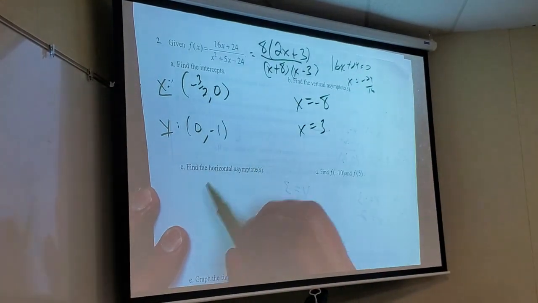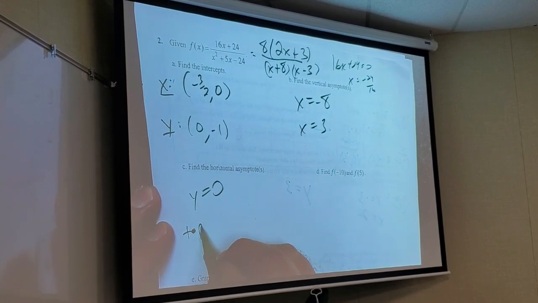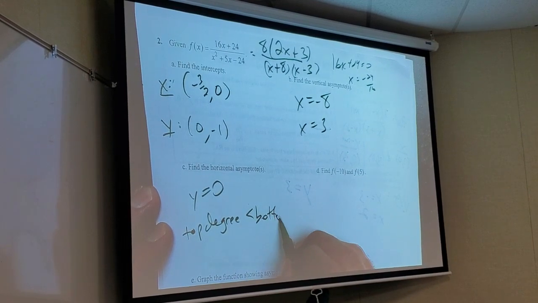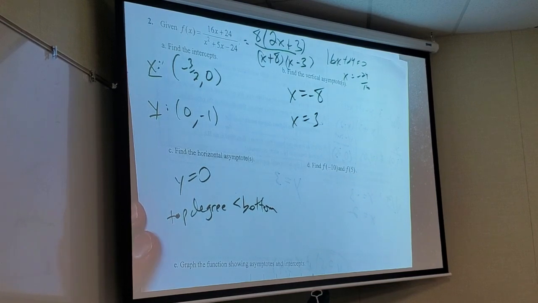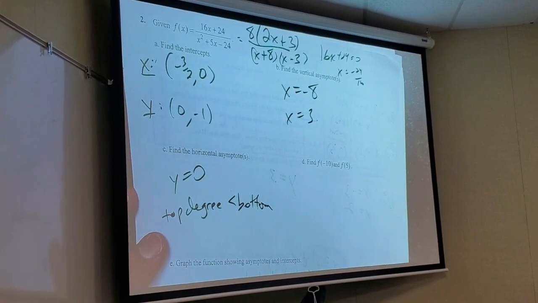Y equals 0, isn't it? Yeah, it's y equals 0. Why is it y equals 0? Because the bottom degree is bigger than the top. Yeah, the top degree is smaller than the bottom. Whichever way you want to say it. Everybody with me so far?